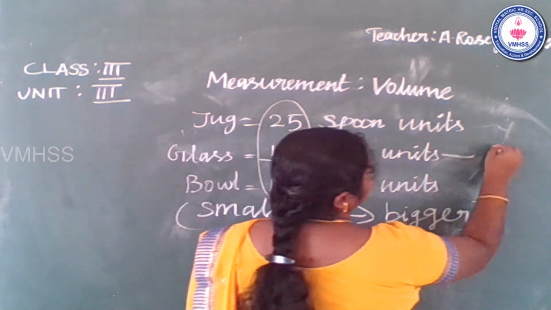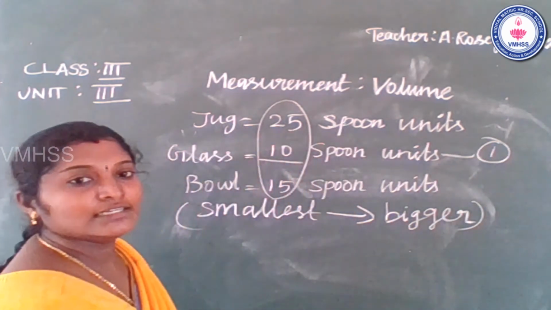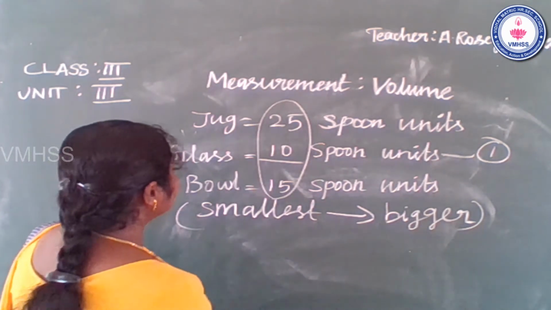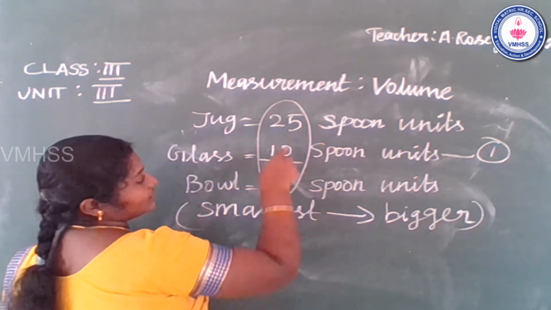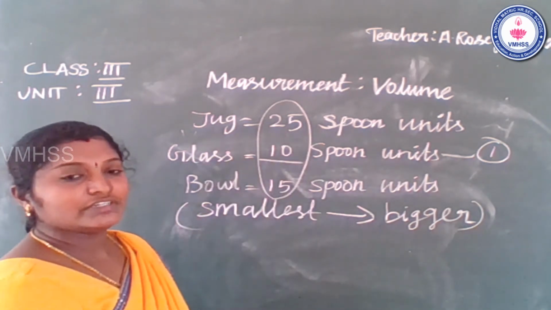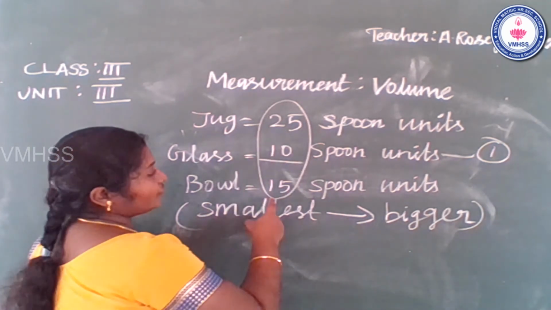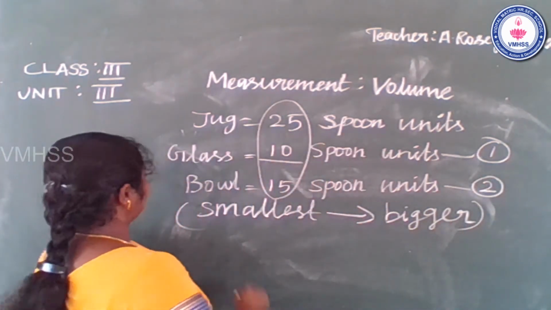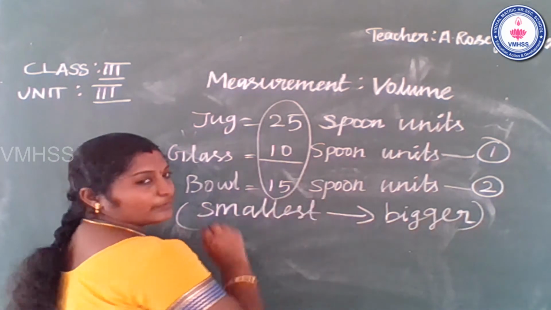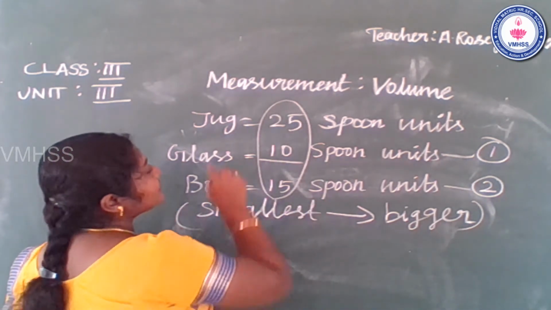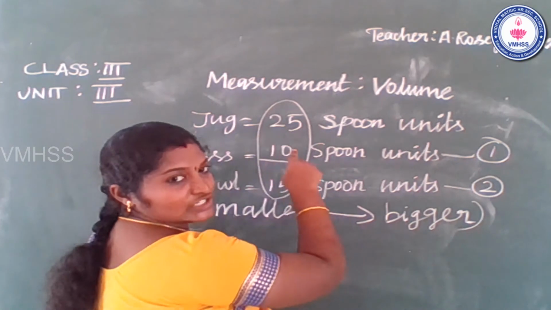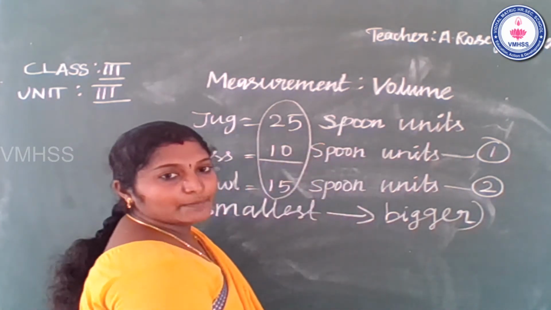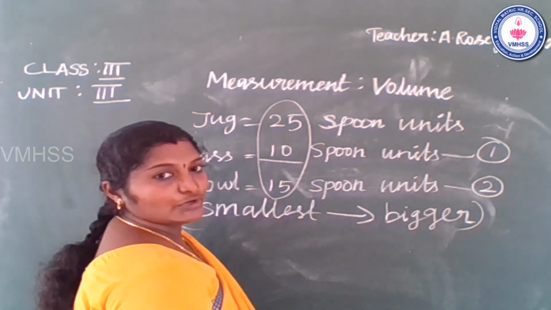This one is the very smallest value, so the first one is glass. Glass is the smallest value, so it's the first number. Second one, that one is 15 and that is 25. Which one is the correct answer? 15, so choose bowl, 15 spoon units. Third one, jug, 25 spoon units.